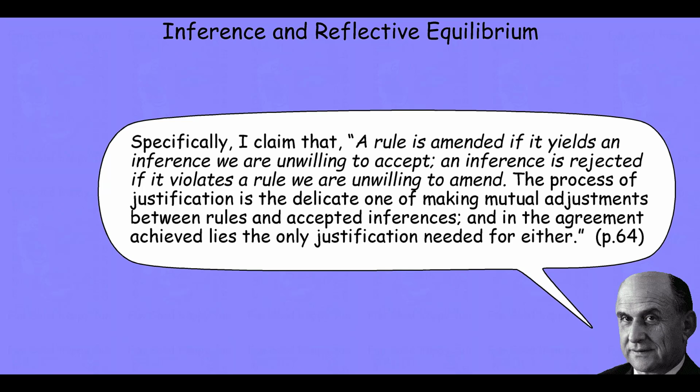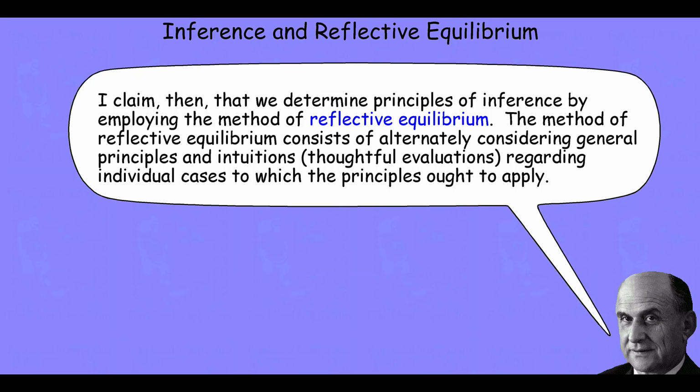The process of justification is the delicate one of making mutual adjustments between rules and accepted inferences, and in the agreement achieved lies the only justification needed for either. So Goodman claims that we determine principles of inference by employing the method of reflective equilibrium. The method of reflective equilibrium consists of alternately considering general principles and intuitions, thoughtful evaluations regarding individual cases to which the principles ought to apply.